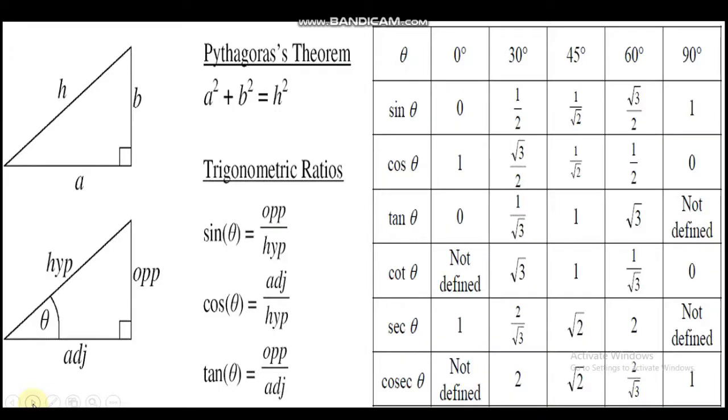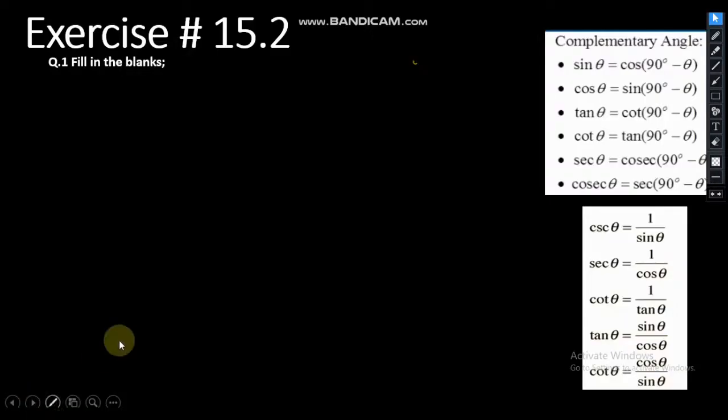Now this is a table which is used in different exercises. Here is a triangle, this is also a triangle, and these are sine, cos, tan, cot, sec, cosec. This table is most important for further solution when we do the exercise. Now let's start. 15.2.